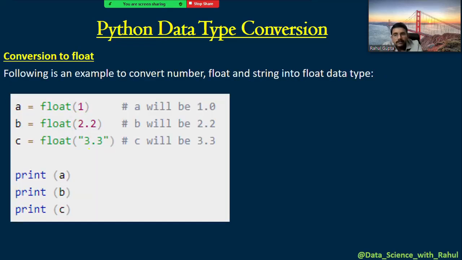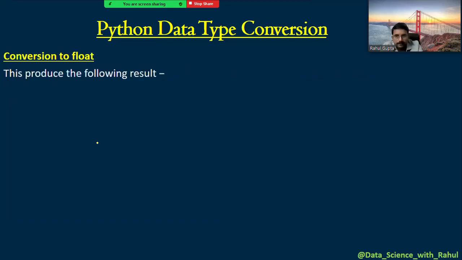Now conversion to float. Same thing. If I have this float, I will get 1.0. This will remain 2.2. This will convert to 3.3 even though this is a string. Remember, this is in double quotes. Don't think, oh my god, this is 3.3 only, so it is printing the same. No, it's a different data type.